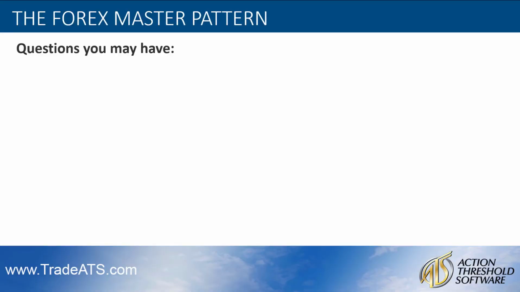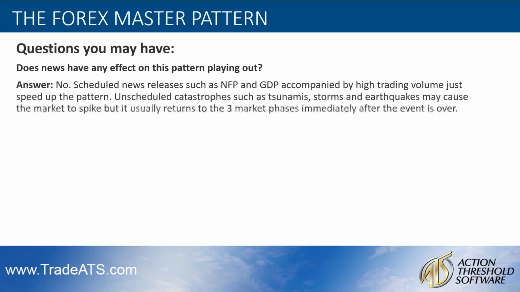So at this point, I want to cover some quick questions that you may have, especially if you have experience trading. First question that a lot of people ask at this point is, does news have any effect on this pattern playing out, like GDP, non-farm payroll, things like that? Does that interrupt this? And the answer is no. Scheduled news releases such as NFP and GDP, accompanied by high trading volume, just speed up the pattern. They just speed up the three market phases playing out.